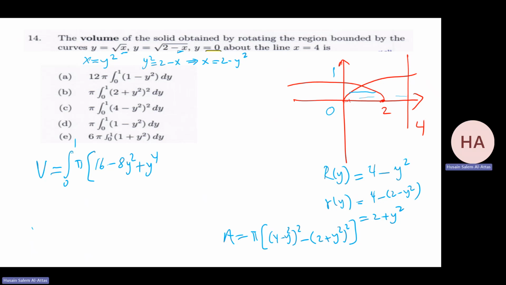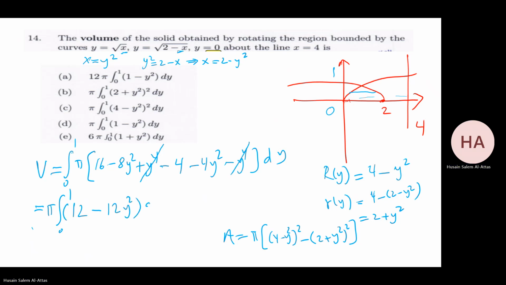Okay. Minus 4, so minus 4y squared minus y to the power 4 dy. This is cancelled. So I have pi, 0 to 1, 16 minus 4, that is 12, minus 12y squared dy. So I can take 12 as a common factor, 0 to 1, 1 minus y squared dy. And that is my answer. Okay, nice one.